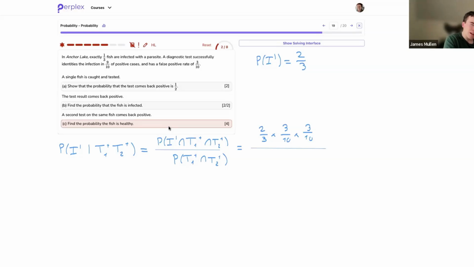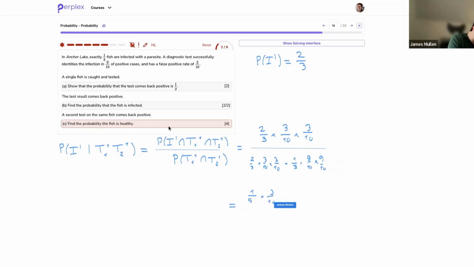Okay? And now what is the probability of testing positive twice in general? Well, it's going to be this probability that we found, which is 2 over 3 times 3 over 10 times 3 over 10. That's the probability of 2 positive tests if a fish is not infected. And if a fish is infected, then that probability of being infected is 1 over 3. And then the probability of testing positive is 9 over 10. And again, second time, 9 over 10. All right, now this is a bit of a mess, but let's simplify as much as we can. I have 2 over 3 times 3 over 10 is going to become 2 over 10, or 1 over 5. So 1 over 5 times 3 out of 10.